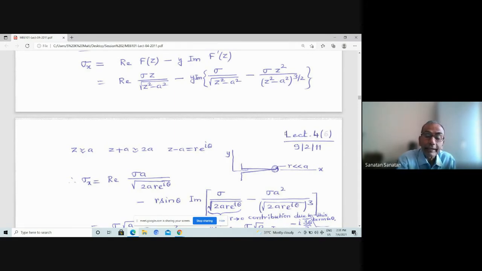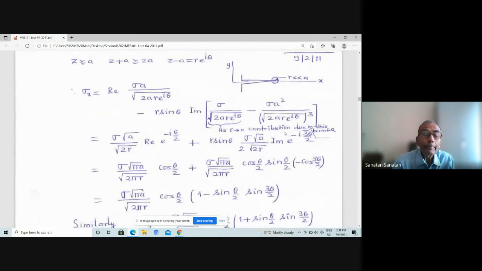z is approximately equal to a when r is very, very small compared to the crack size, and z minus a is r e to the power i theta. If I do that, sigma x, with all the substitutions, gives you this value. Here square root a cancels, so sigma root a by root 2r e to the power minus i theta, and subsequently, if I go on simplifying, the real part of e to the power i theta by 2 is nothing but cos theta by 2.